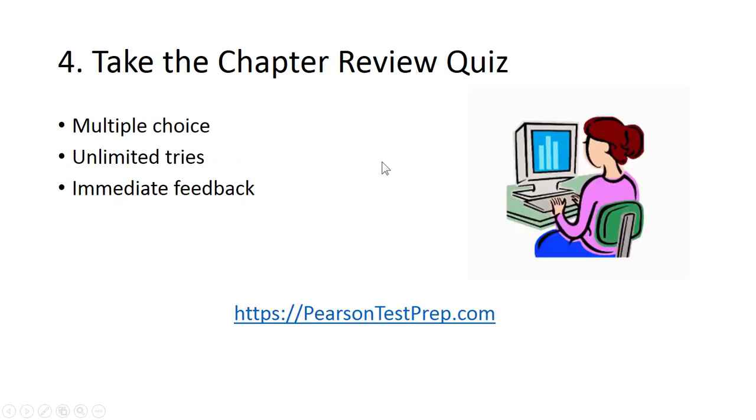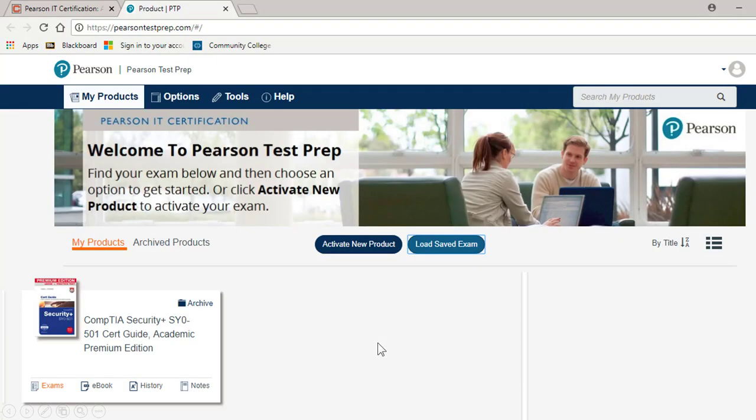Then the fourth thing to do each week is to take the chapter review quiz. It's multiple choice. You get unlimited tries, and it gives you immediate feedback. To look at the chapter review quiz, you go to pearsonittestprep.com, and assuming that you have activated the product, you select exams. I call them chapter review quizzes. They call them exams here.